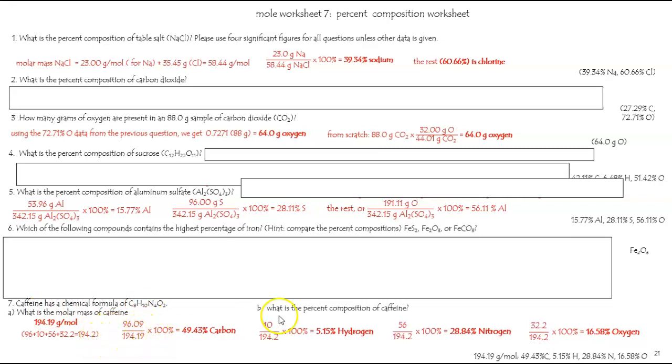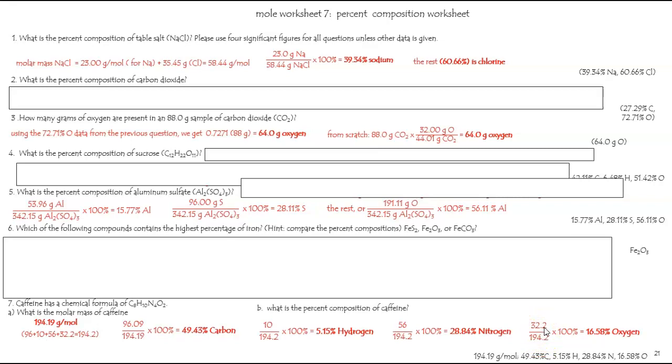Where does it say percent? Percent composition. So we have to do each. Well, of those 194.19 grams, does not 96 of it come from, excuse me, come from the carbon? It does. That's 8 times 12. Does not 10 grams of it come from the hydrogen? It does. 10 times 1. And can you see similarly, we're doing 4 times 14. 56 grams comes from nitrogen, and 32 grams comes from oxygen.